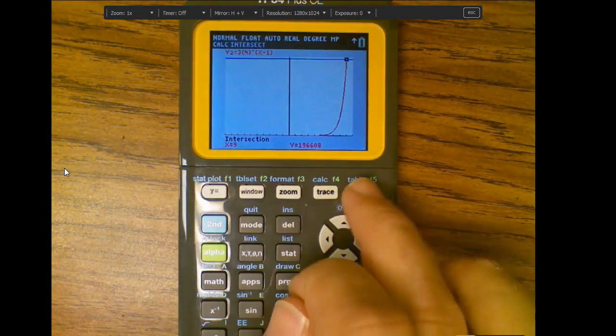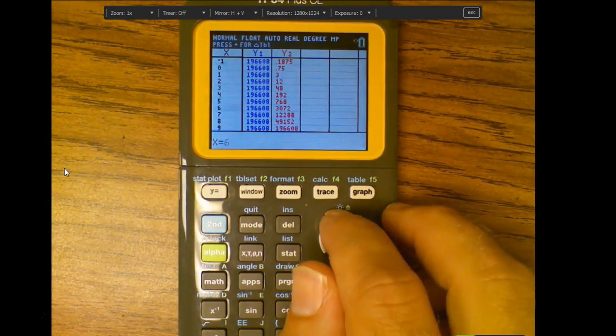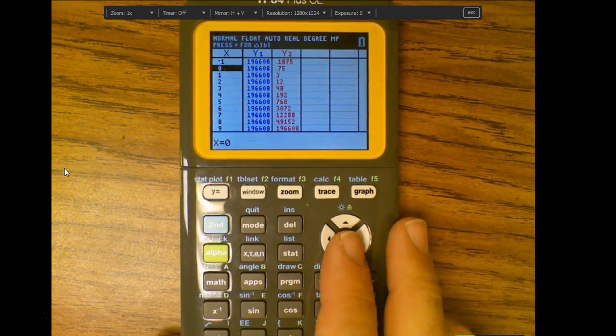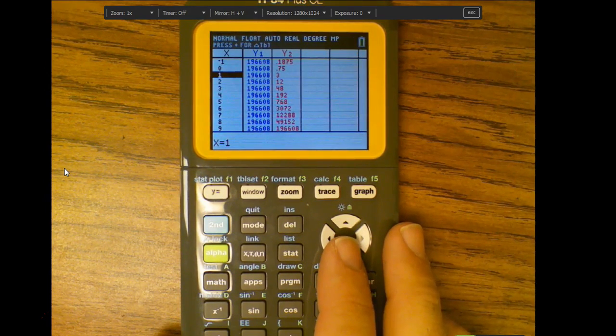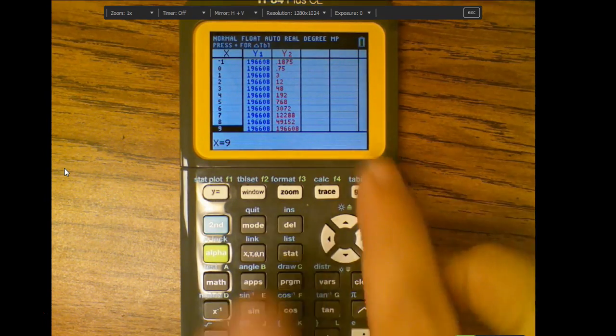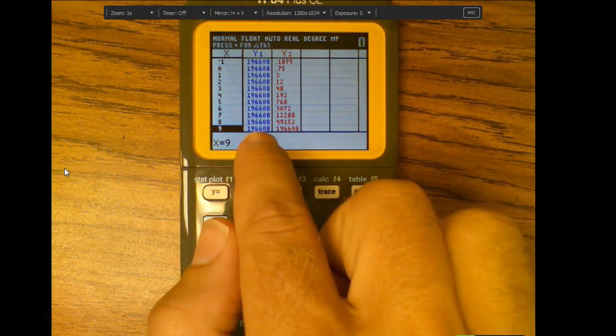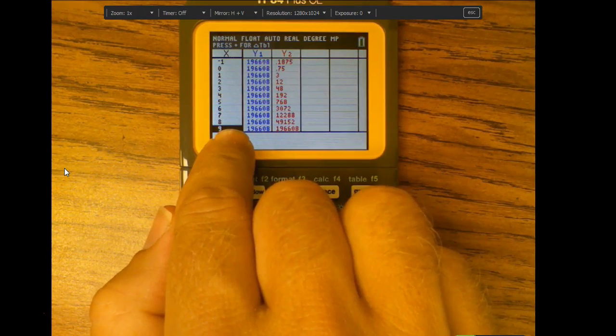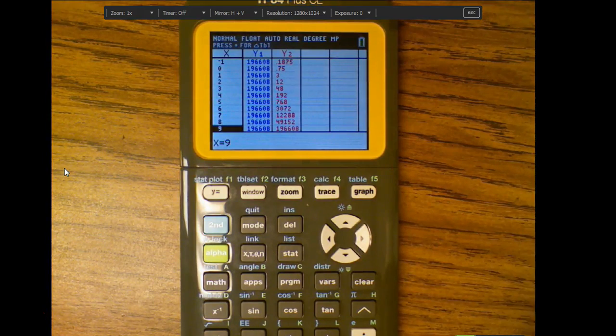If you go under table, this tells you all the points for both graphs. So at 0, you can see the two solutions. At 1, here's both solutions. If I simply scroll down far enough, I'm going to find the case where they are equal, and that must mean that 9 is the point they have in common, so 9 is my answer. So that's another way to get your answer from this calculator.